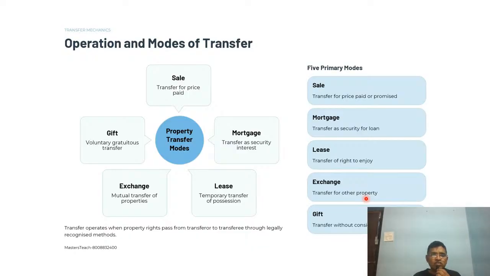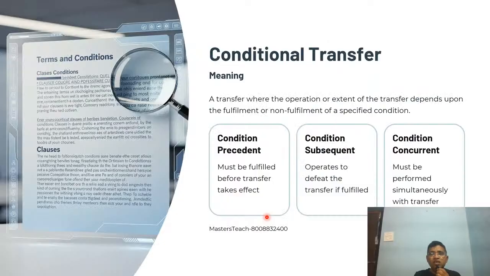So transfer operates when property rights pass from transferor to transferee through legally recognized methods. Illegally it cannot be transferred. Then conditions of transfer, there are terms and conditions. Okay, a transfer where the operation or extent of the transfer depends upon the fulfillment or non-fulfillment of a specified condition. These are the conditions for transfer.